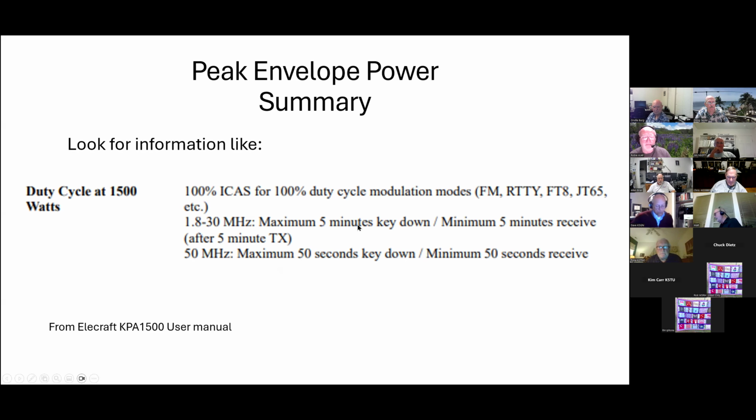So it's 5 minutes on, and 5 minutes to cool off at 1500 watts, which is pretty substantial. So if it'll do 1500 watts at 5 minutes, I'm certain it'll do 1500 watts at 12.5 seconds for FT8. At 50 megahertz, it's only 50 seconds. And I guess that has to do with the efficiency of the filter elements and the amplifier transformers and all the other stuff that's in it.